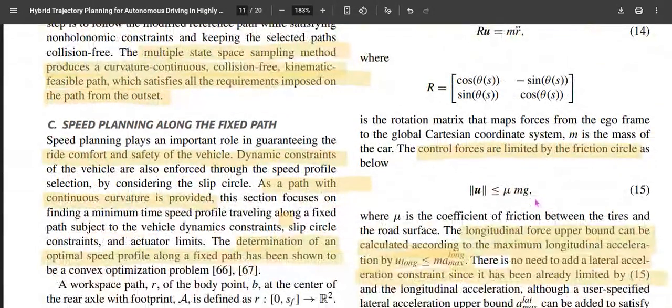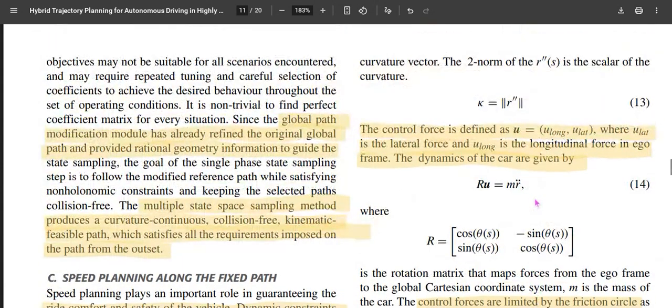Once that is done, we improvise the cost functions, and we try to find out which would be the best function based on the collisions, and also the curvature continuity, and also how far it is from the reference path.